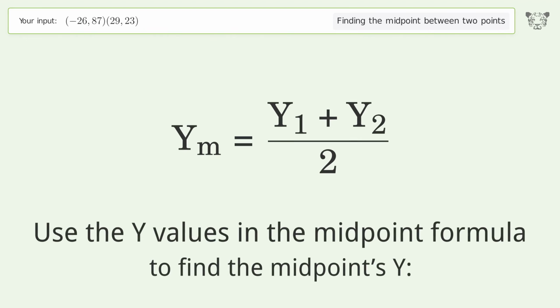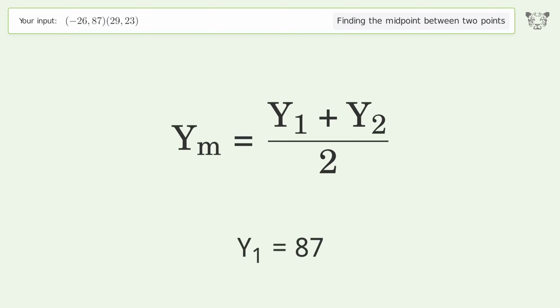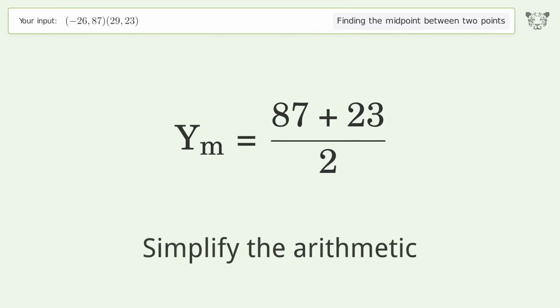Use the y values in the midpoint formula to find the midpoint's y. y1 equals 87. y2 equals 23. Simplify the arithmetic.